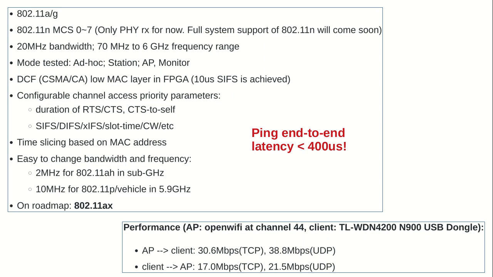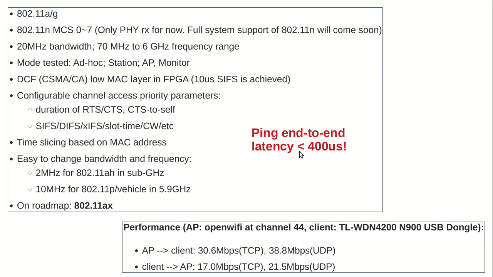And it's a software-defined radio platform, so you can change the bandwidth easily to 2 MHz or 10 MHz for IoT applications or for vehicle-to-vehicle applications. As you know, the 11ah and 11p standards. On the roadmap, we plan to do new standards like Wi-Fi 6 or Wi-Fi 7.